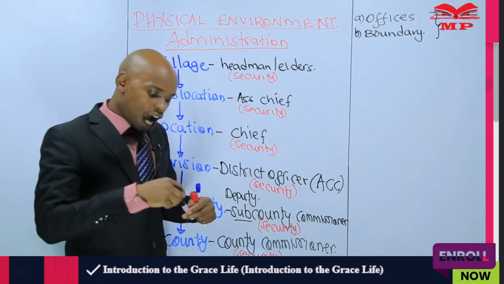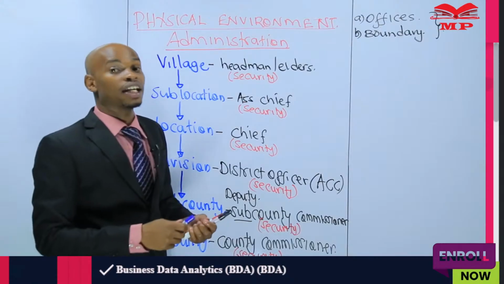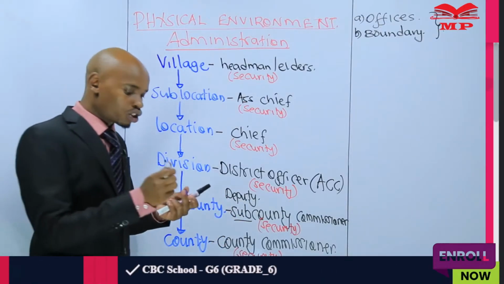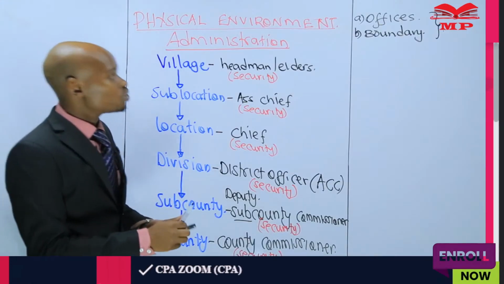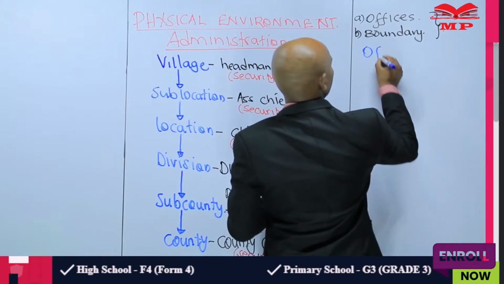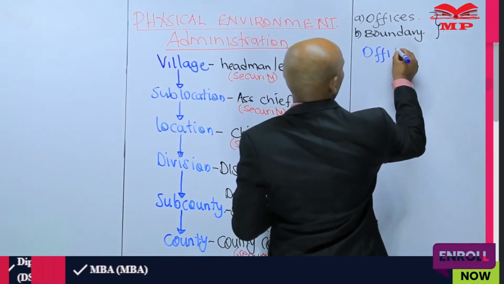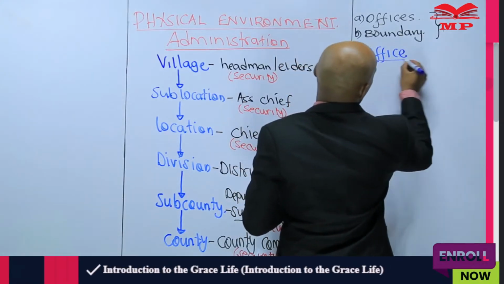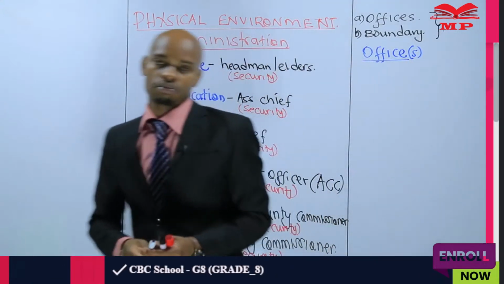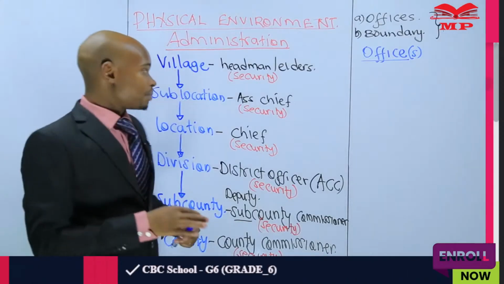Or again, they will also tell you this area is likely to be which area? Is it a location? Is it a sublocation? Is it a county? Is it a sub-county? So let's start from the office. Let's mention something about using an office or offices if they are many in a map. Let me give an example.